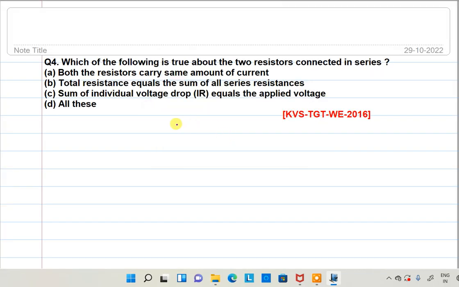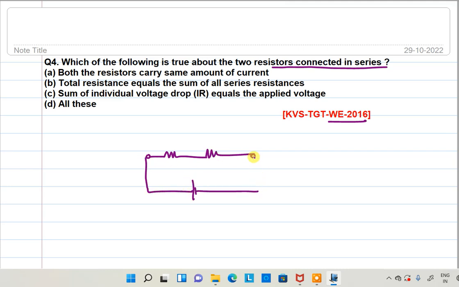We are moving to the fourth question. This is a question from the 2016 question paper only. Which of the following is true about two resistors connected in series? Okay, let me take two resistors here, connected in series. So what happened? What are the statements? Look at here. Both the resistors carry the same amount of current. Just look at the circuit. Current will be delivered from here. The same current is flowing through R1, the same current is flowing through R2. Is this statement correct or not?